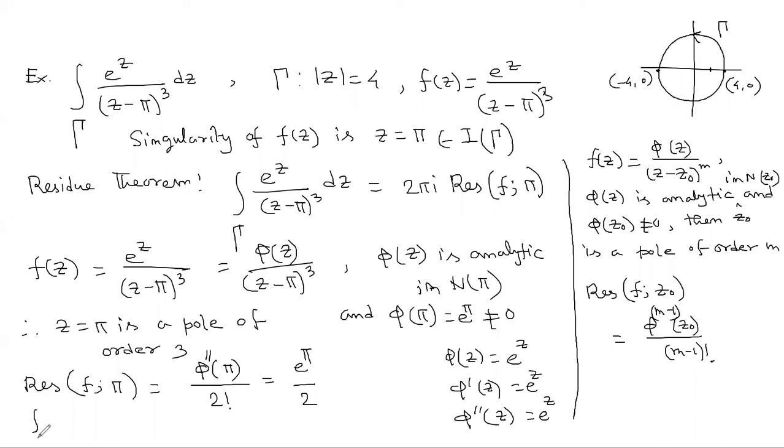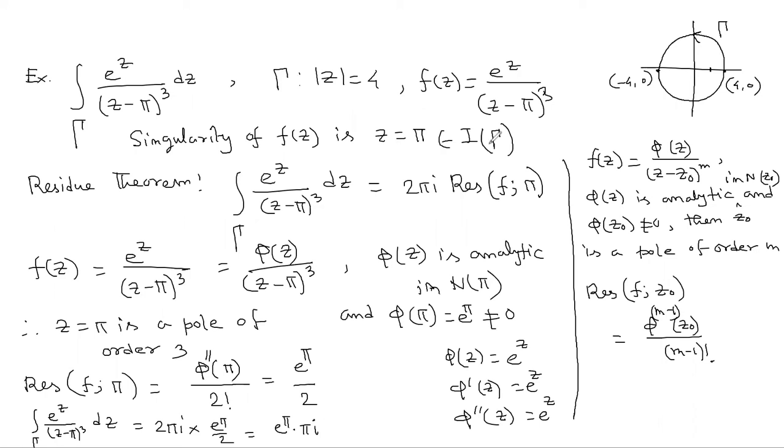So integral over gamma e power z by z minus pi cube dz equal to 2 pi I times e power pi by 2, that is equal to e power pi into pi I.